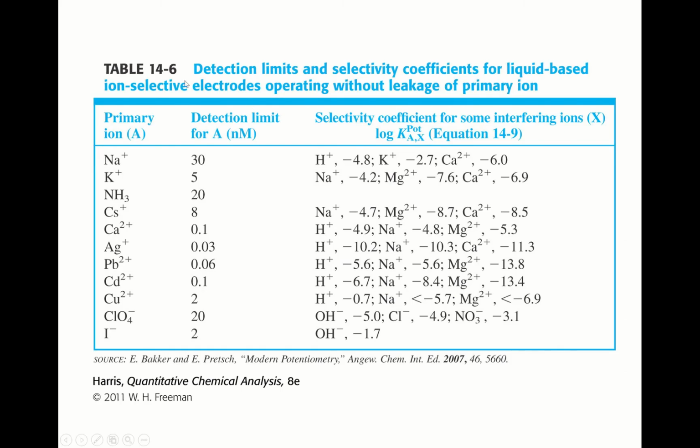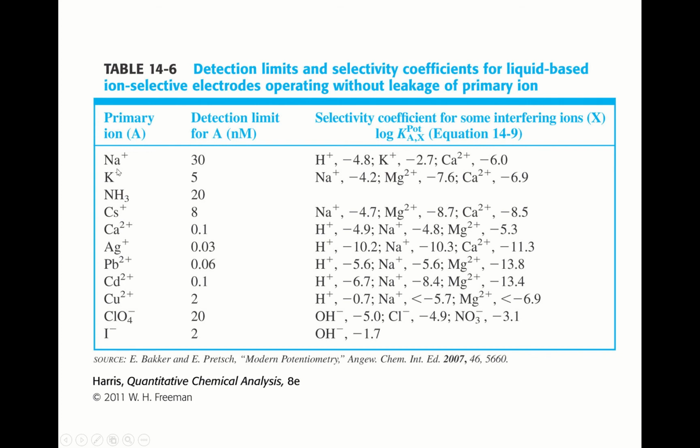Very simple. So here this table tells the detection limits and the selectivity coefficients for liquid-based ion selective electrodes operating without leakage of primary ion. Many ion selective electrodes based on liquid membranes have been developed, and not only for these ions but also for other ions. Many of them are commercially available.